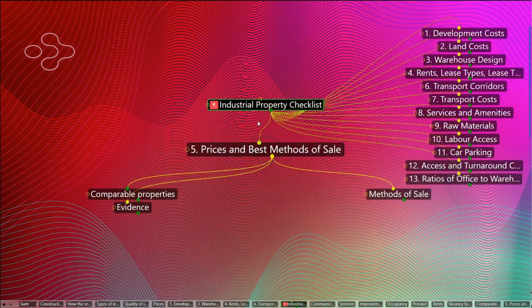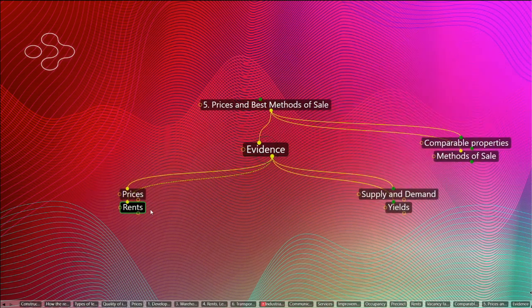And that is within the topic of best methods of sale and the prices. You can go into other things, of course, further, which will be the evidence of sales in the area.